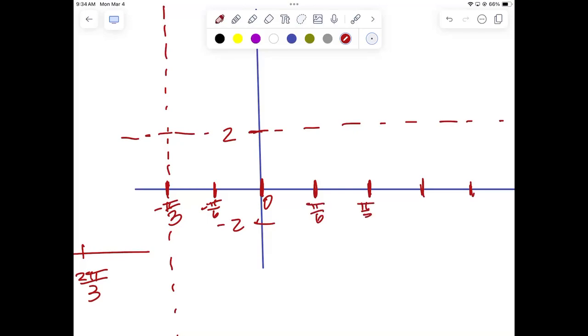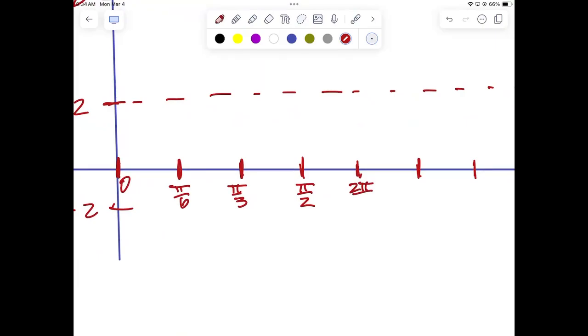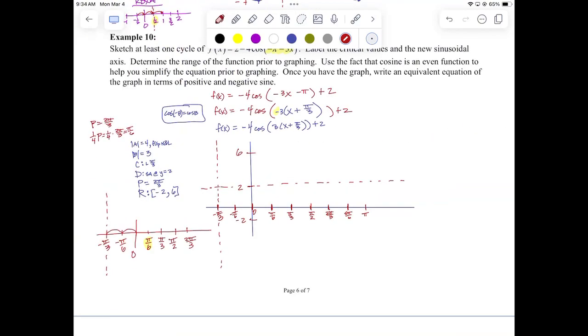Okay? So 1 pi 6, there's pi 6. 2 pi 6 is pi thirds. 3 pi 6 is pi halves. 4 pi 6 is 2 pi thirds. 5 pi 6, and then 6 pi 6 is pi. And then I can keep going if I need to. All right, now we put down our points.